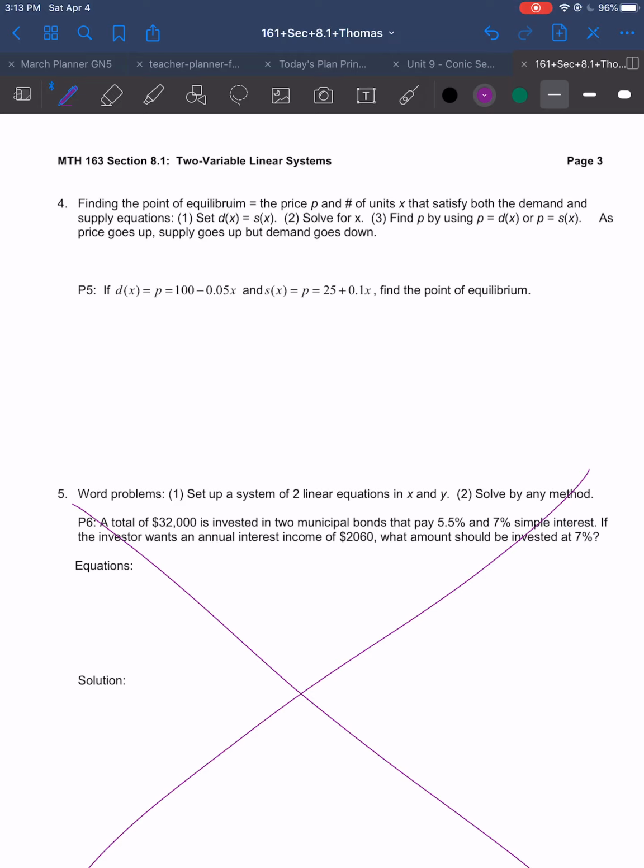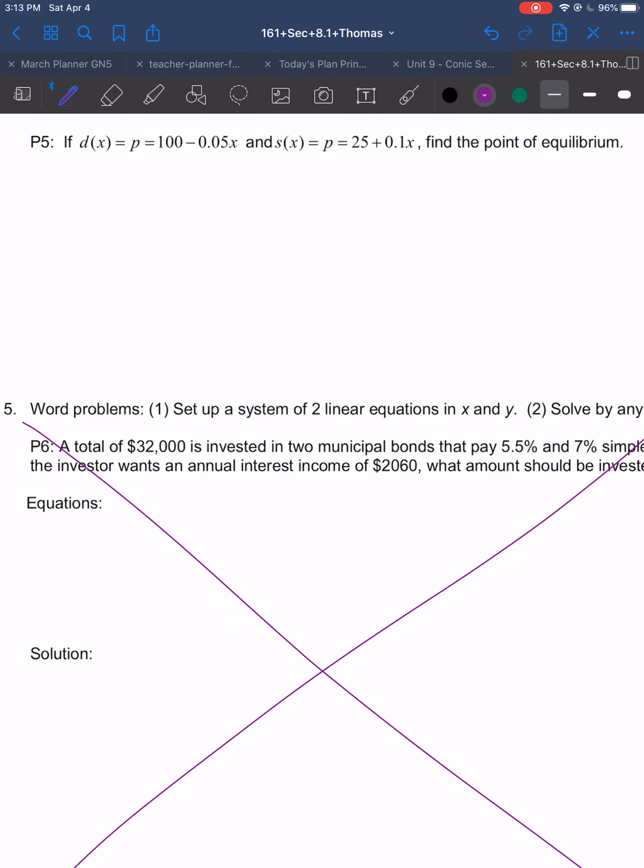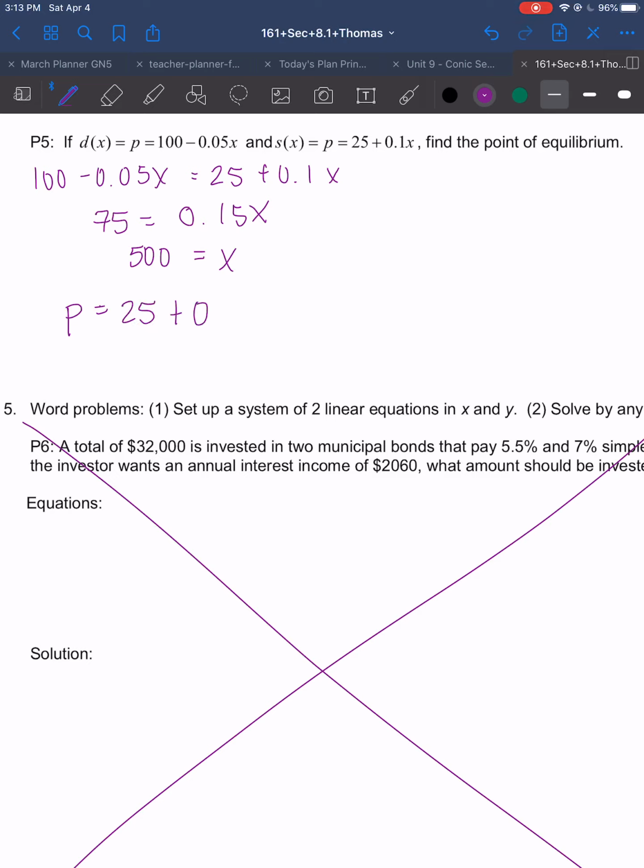So here's my equations. I'm not going to read them to you just because I know you can read. So I'm going to say 100 minus 0.05x equals 25 plus 0.1x. So I'm going to solve for x. So 75 equals 0.15x. So x equals 500. And then plug in 500. So 25, I just picked one of them. You don't have to plug it into both of them, you just pick one. And you get 75. So your ordered pair, if you wanted to graph these, would be right here.